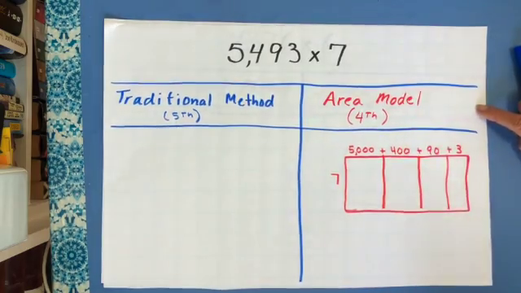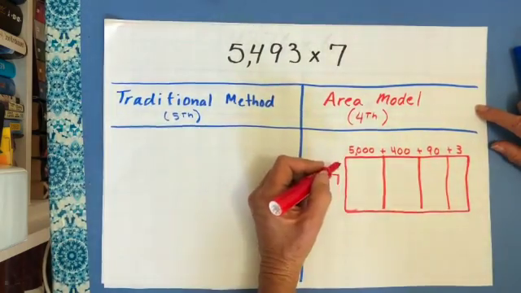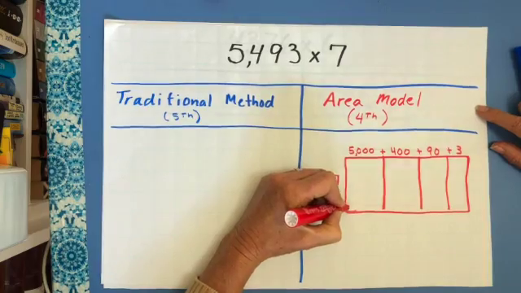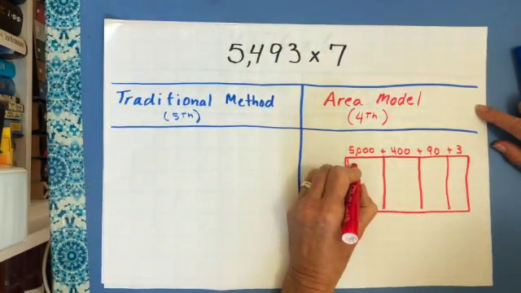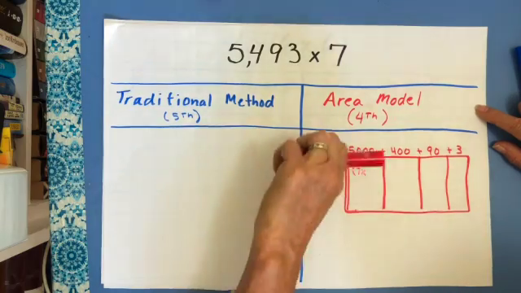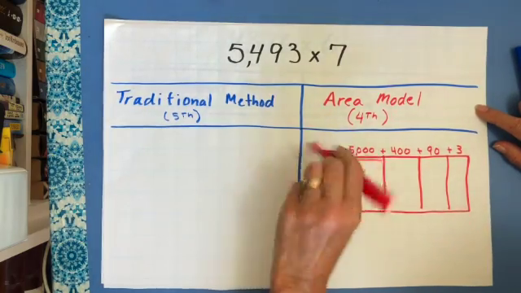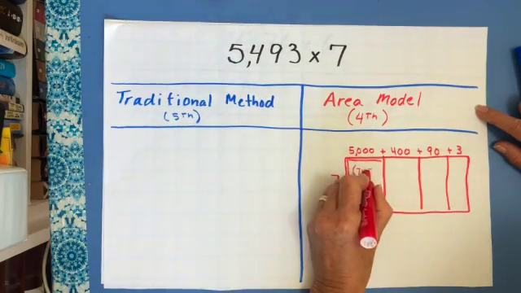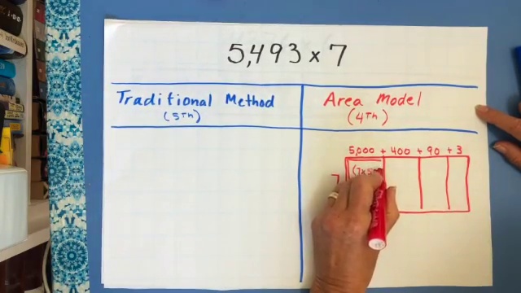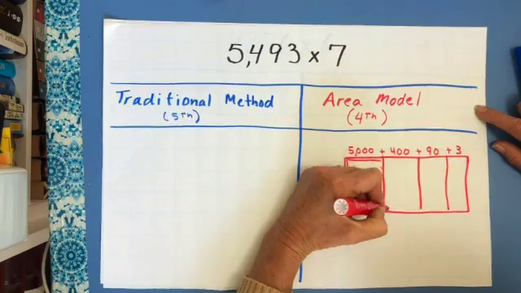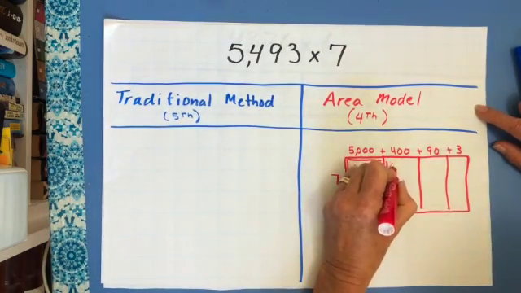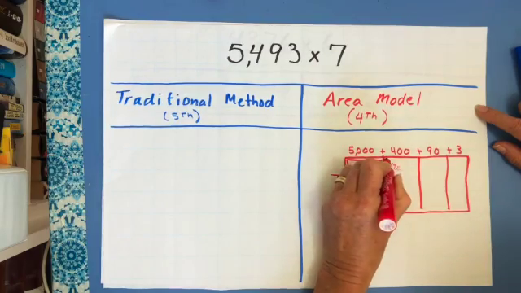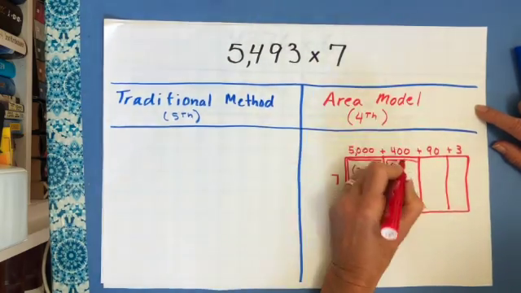Okay. And now I just find the area of the first box. So I have this right here. The length of this side is 7 times the length of this side here, which is 5,000. 1, 2, 3. Oh, I was able to fit it. Then the length of this side right here is 7 times the length of this side here, which is 400.